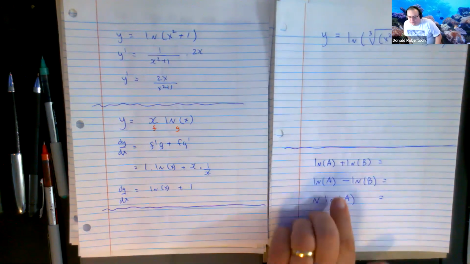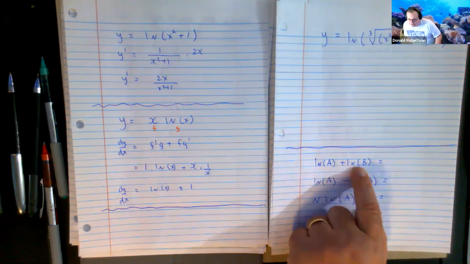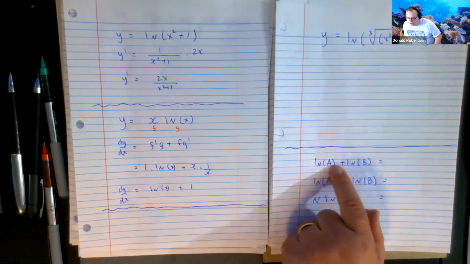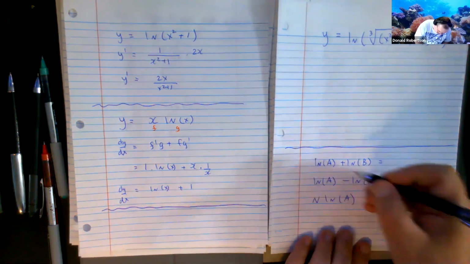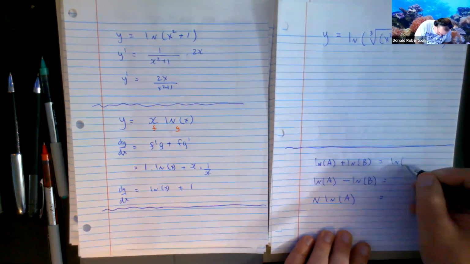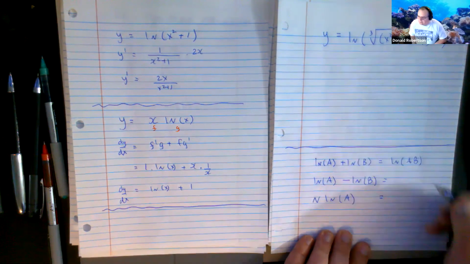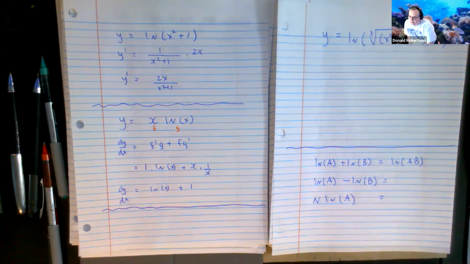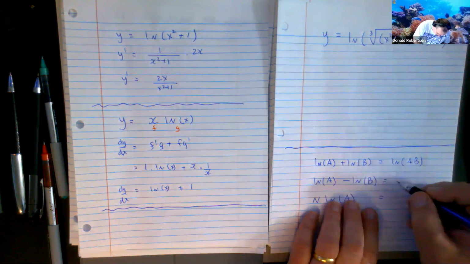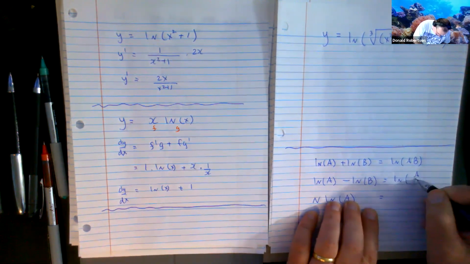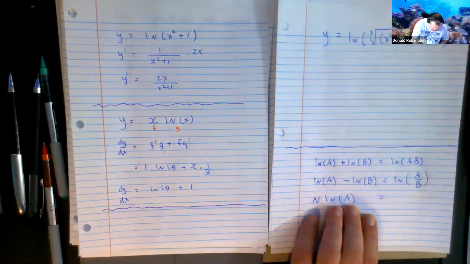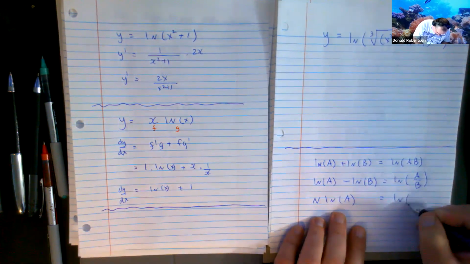The first one says that if you have 2 logs, in this case to the same base, but 2 natural logs, the log of A plus a log of B is the same thing as the log of AB. Can you remember that? They're called the 3 laws of logs. They're basically the rules for how to add and subtract and multiply with logs. And in this case, the single log is A divided by B. Can you remember what the third one does?